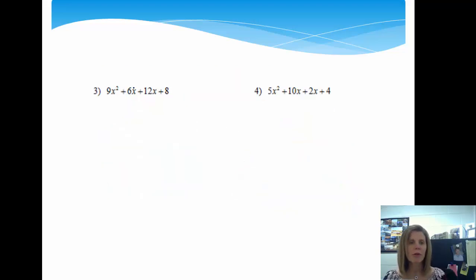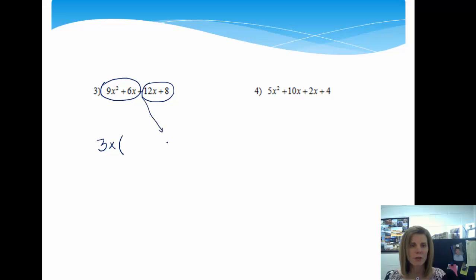Okay, if I look at problem number 3, we have 9x squared plus 6x plus 12x plus 8. I'm going to do one more, and then you're going to get to do one for me here. Okay, I'm going to circle the first 2, circle the second 2, right? On this one, I would like to see what goes into both 9 and 6. That would be 3. They both have an x squared and x. The smaller one is x, so that's where we're going to start.